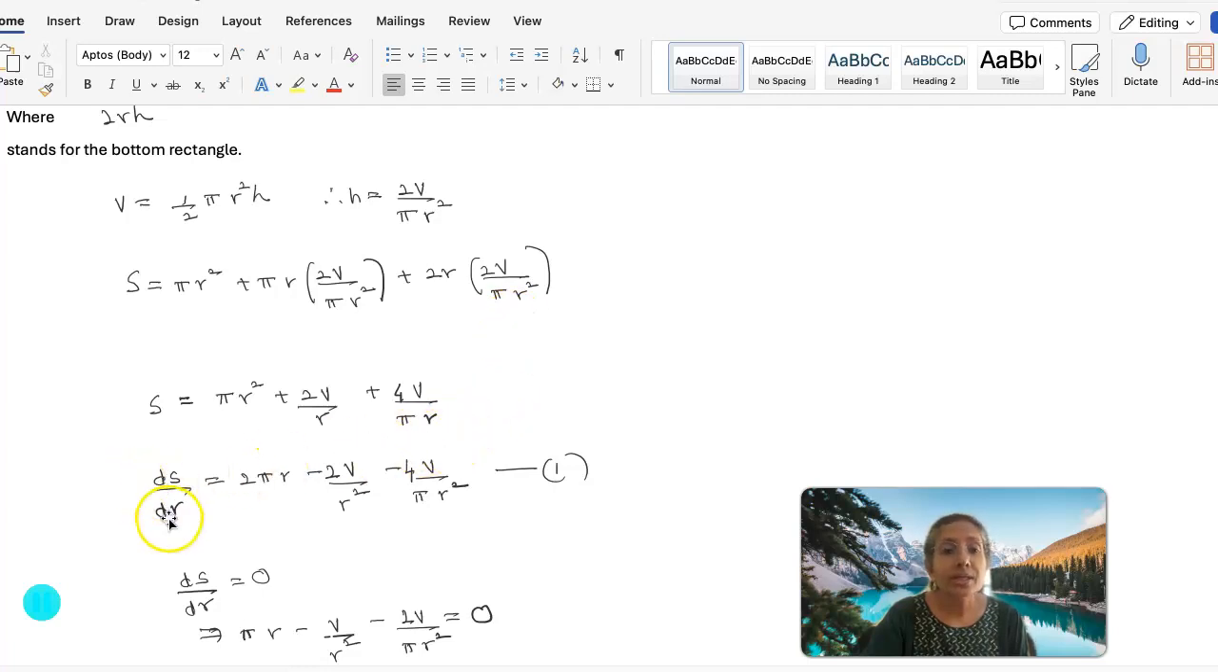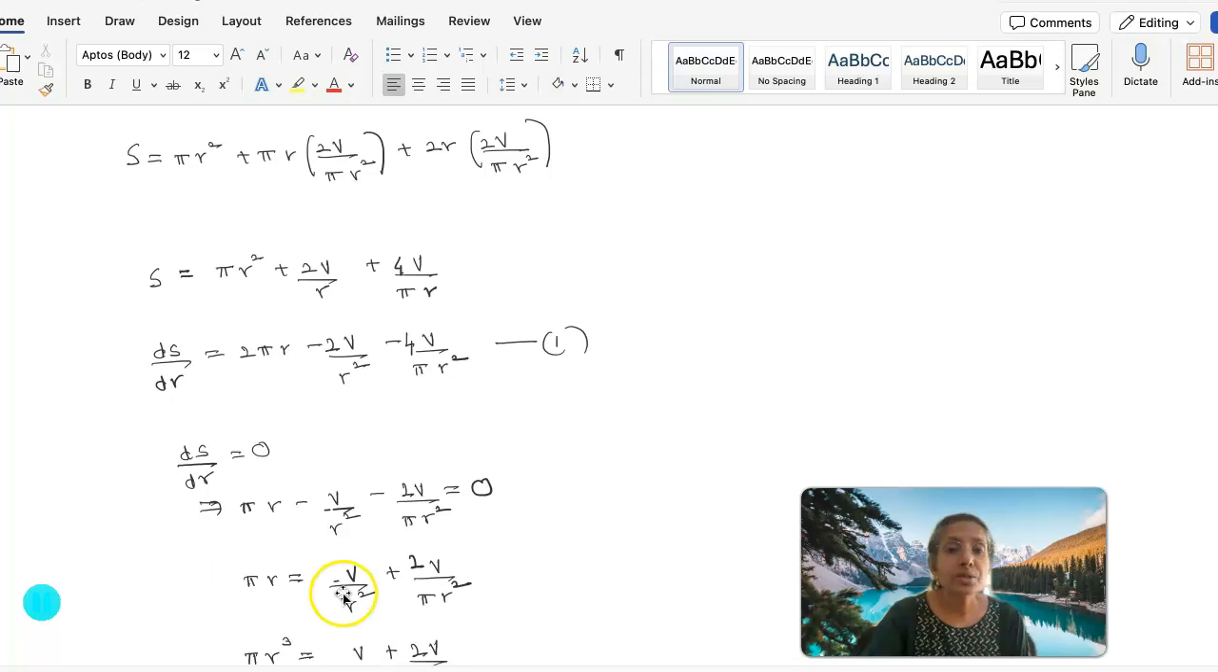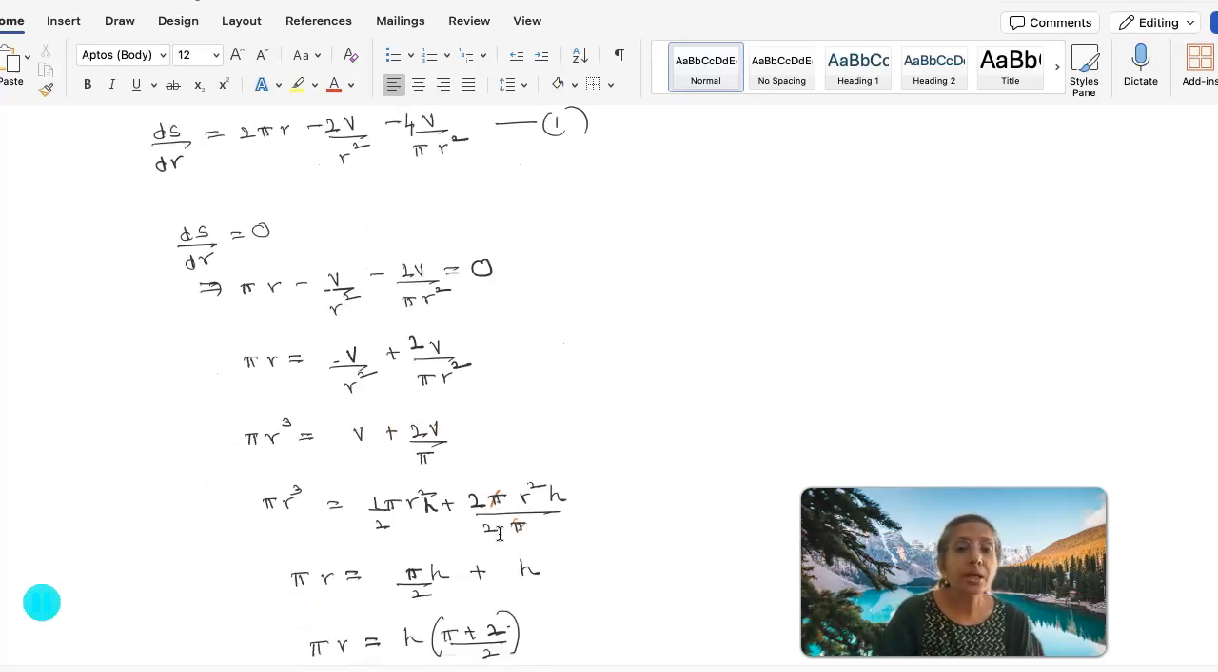And now calculate dS by dr, that will be 2 pi r minus 2V by r squared. d/dr of 1 by r is minus 1 by r squared, minus 4V by pi r squared. Equate dS by dr to 0, so you can divide by 2, and you get pi r minus V by r squared minus 2V by pi r squared is 0. So pi r will be V by r squared plus 2V by pi r squared. Now cross multiplying, you get pi r cubed is V plus 2V by pi.